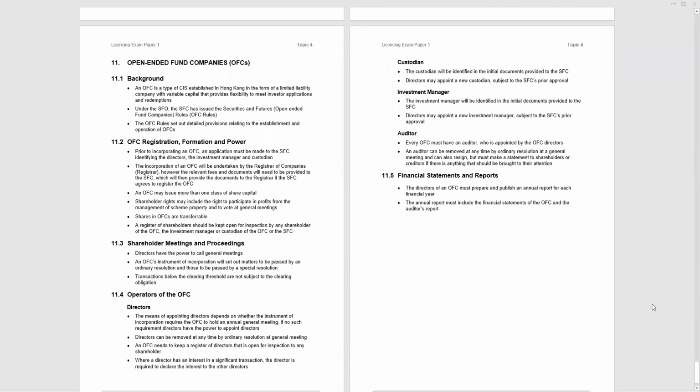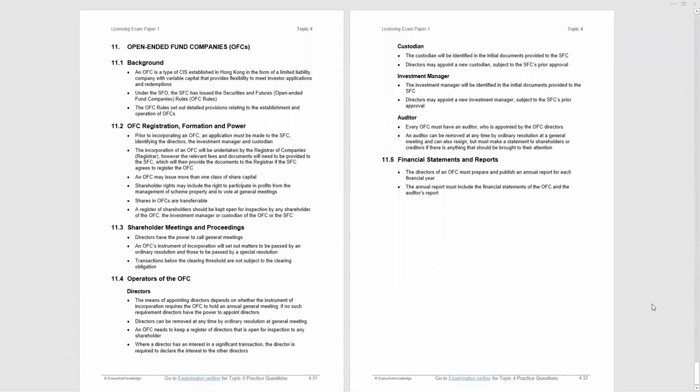Lastly, under topic 4, relatively new open-ended fund companies. Please read through that information. It's the creation of a corporate to run an investment fund and the different operators of it. A major point that I would highlight is you cannot go and incorporate such a company. You must go through the SFC. So first point under 11.2, prior to incorporating an OFC, an application must be made to the SFC identifying directors, investment manager, and custodian. And then it says the incorporation will be undertaken by the registrar of companies. However, it's the SFC that will implement the registration.